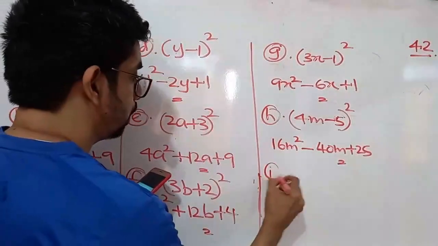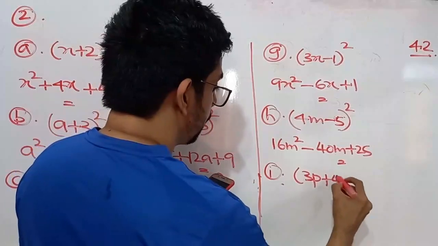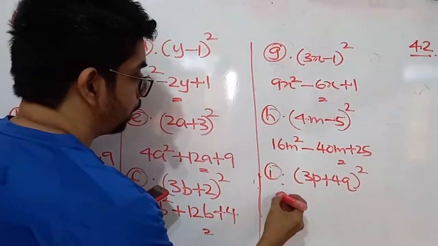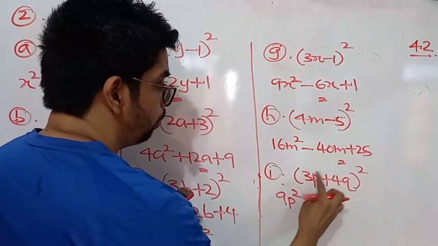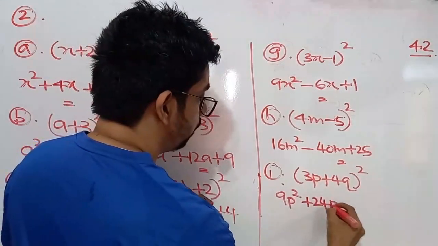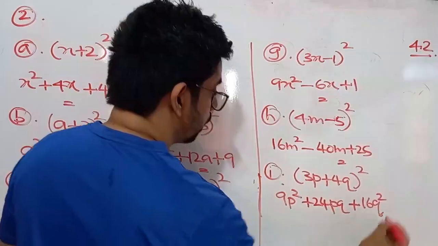So I, what do we have? 3p plus 4q whole thing squared. So 3p squared, that becomes what? 9p squared. Multiply these two, 12pq. Again multiply that by 2. This becomes what? 24pq plus 16q squared.